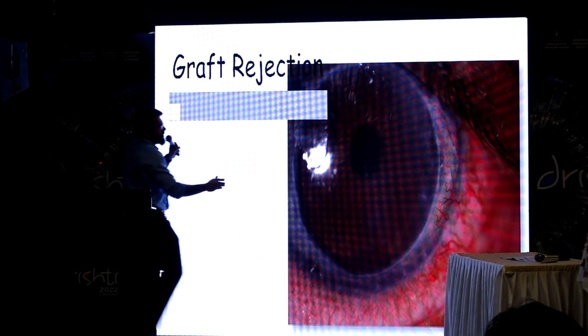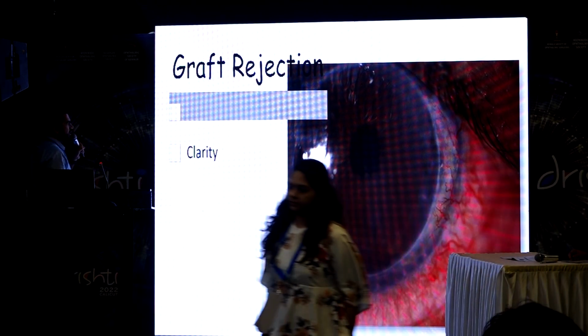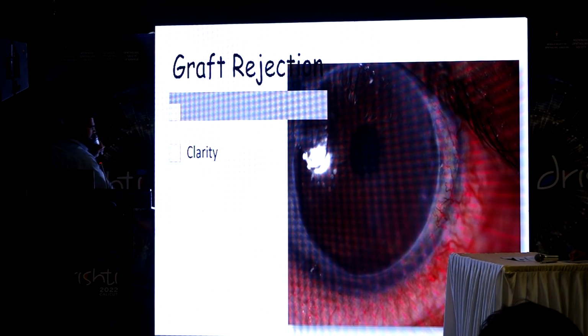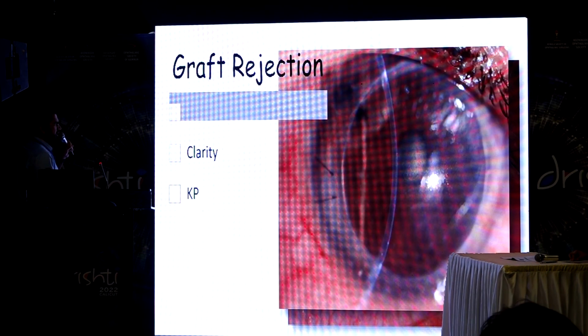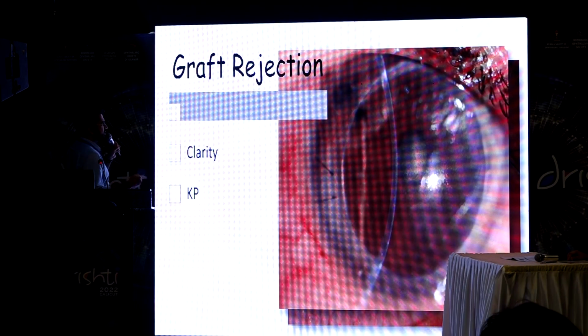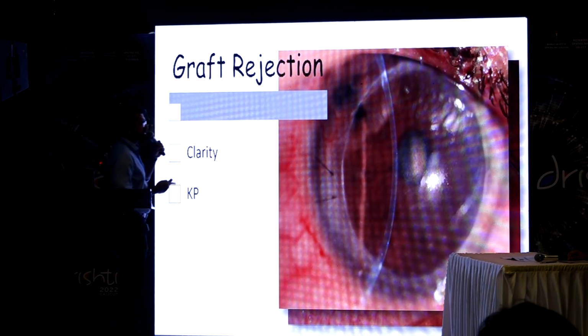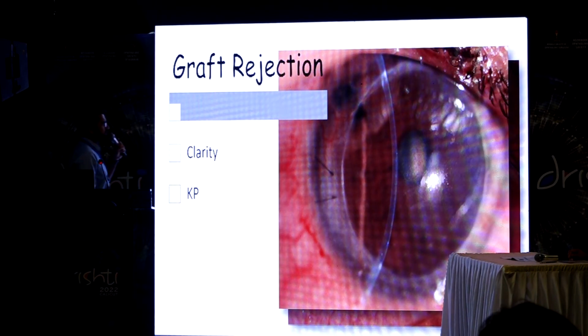Now here if you see, you have a cornea post PK, this area is clear, that area is hazy. So you may be looking at a case of rejection. The clarity is gone on that side, and there are KPs also present. So all that is telling you, you may be looking at a case of rejection. That is when you will have to start the patient on steroids.